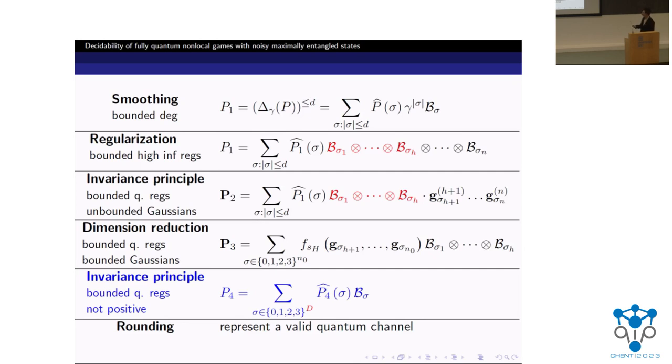Right. Here we use this step mainly for the third step, the invariance principle. The invariance principle needs the polynomial to be low degree. So we need the smoothing step to truncate it.